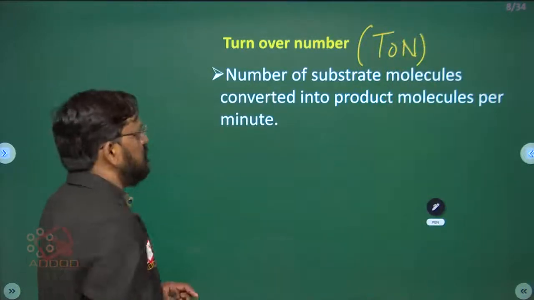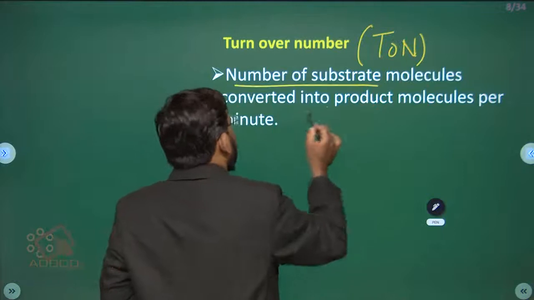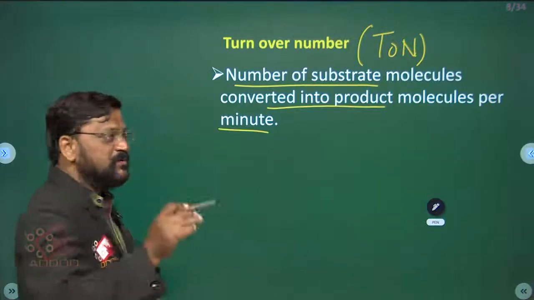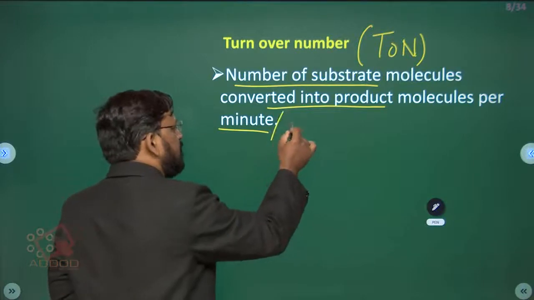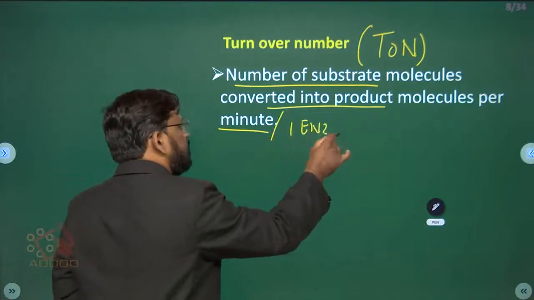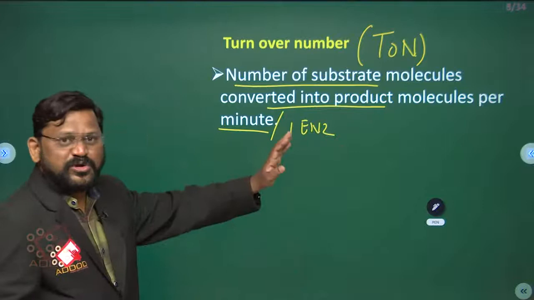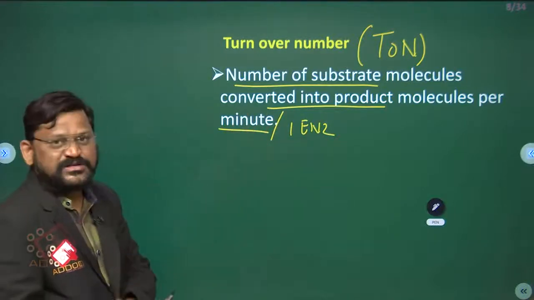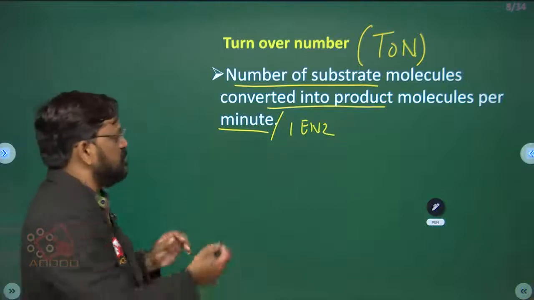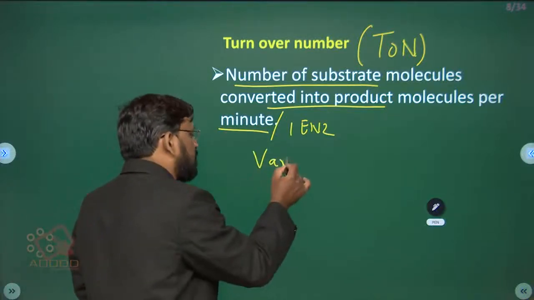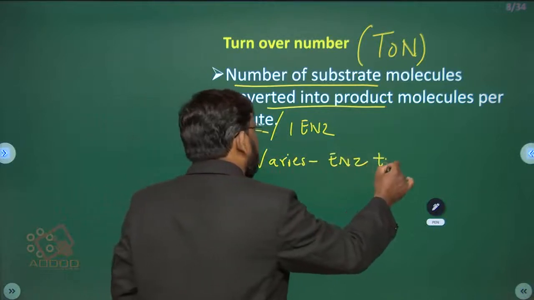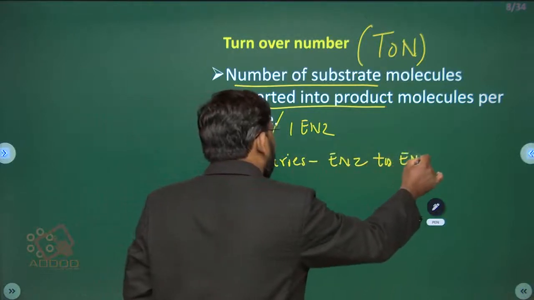What does turnover number mean? The number of substrate molecules converted into products per minute by 1 molecule of enzyme is called the turnover number. This turnover number varies from enzyme to enzyme.